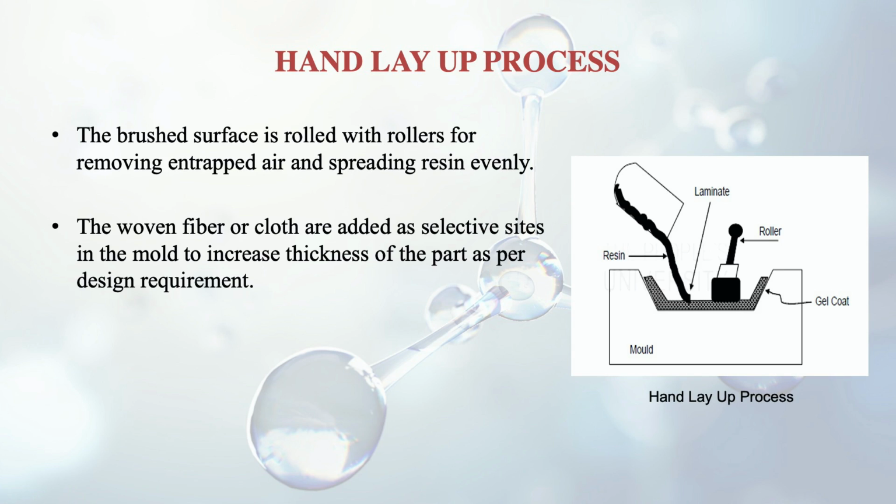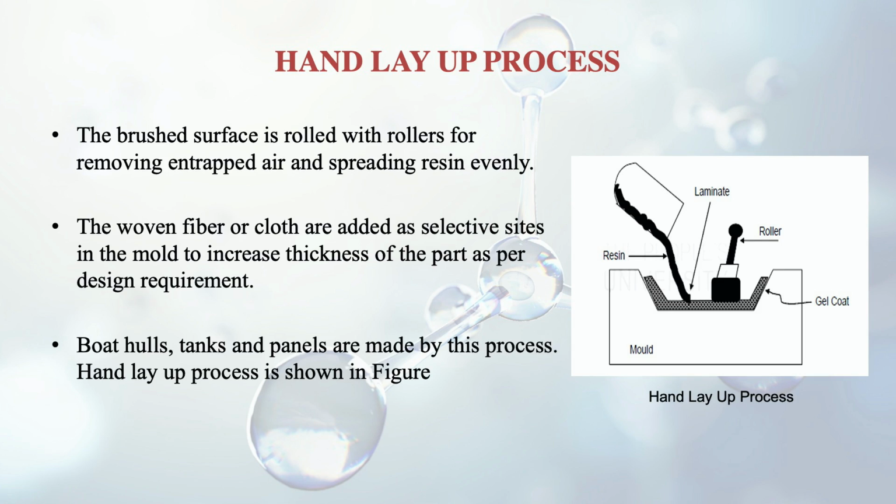So rollers are used for removing the entrapped air and for even distribution of the resin. Woven fiber or cloth is added at selective sites in the mold to increase the thickness of the part as per design requirement. So the fiber or cloth can be added at certain points wherever our requirement is. Boat hulls, tanks and panels are made by this hand layup process.